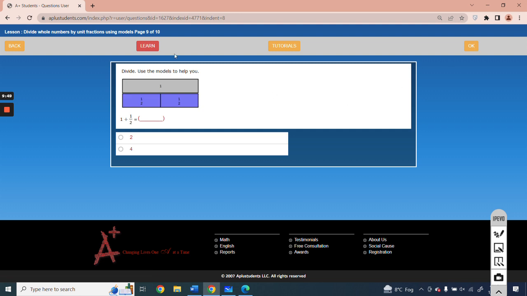Okay, divide, use the models to help you. So which is the correct option? You have to divide the 1 into 2 equal parts. So you can make 2 parts. Got it? The correct option is 2. Just select the correct option and click on the OK button.